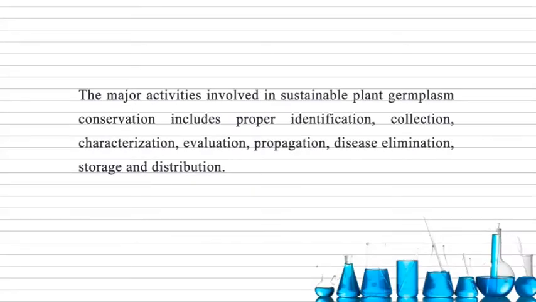The major activities involved in sustainable plant germplasm conservation include proper identification, collection, characterization, evaluation, propagation, disease elimination, storage and distribution. Conservation of plant genetic resources requires concerted effort and cooperation of several disciplines and institutions and involves integrated and systematic oriented programs that may also need interactions of social, economic and ecological systems.